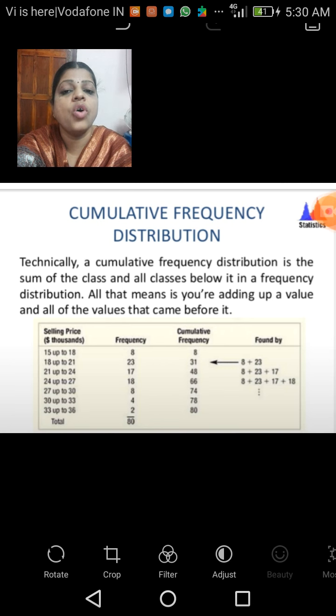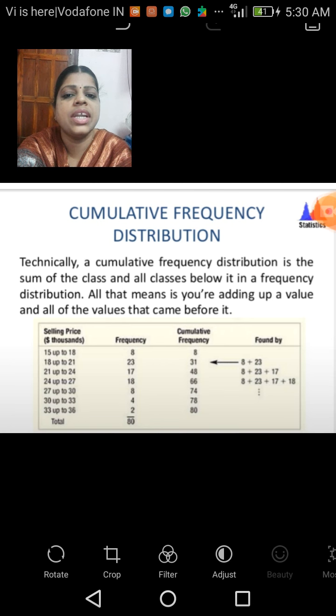And how to find out the cumulative frequency? That is through the frequency distribution we have to find out. That is, we have to add the preceding value to the succeeding one. So to find out the succeeding values, consecutively you have to add the preceding to the succeeding one. The first value is 8, because nothing is there as preceding to add to the succeeding.